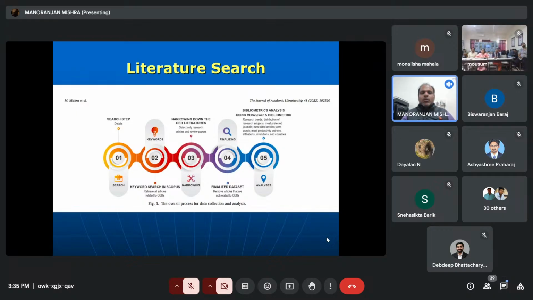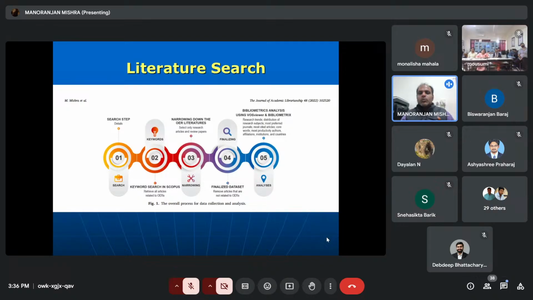So we don't go for review paper, book chapter, conference proceeding. Then we finalized by using the filter method. Then we go for bibliometric analysis, like using VOSviewer, bibliometrics, like research trend, then distribution of research subjects, most preferred journals, most cited articles. Then this is core keywords, most prolific authors, affiliations, institutions, and country.